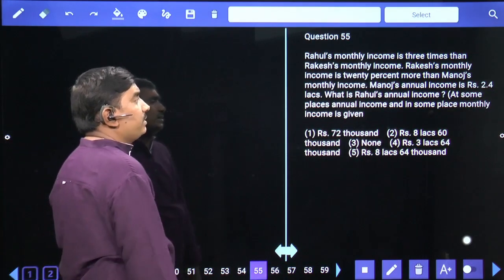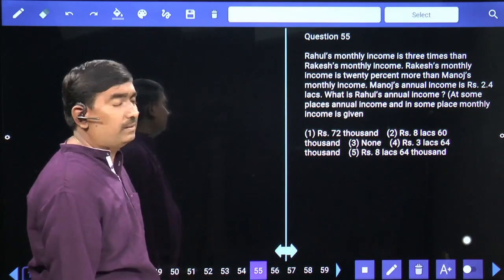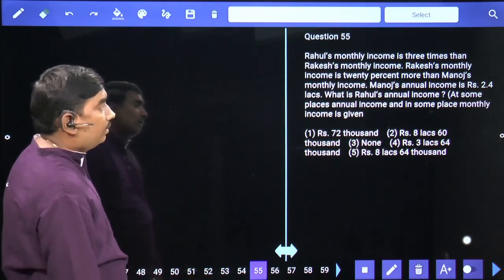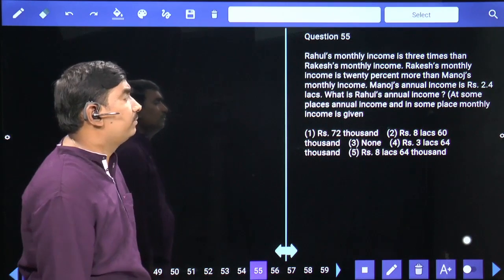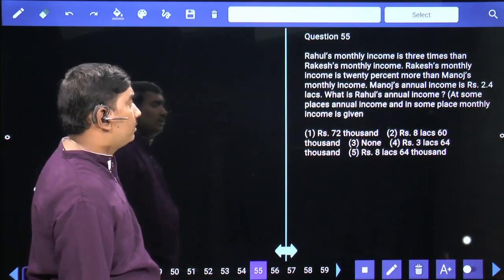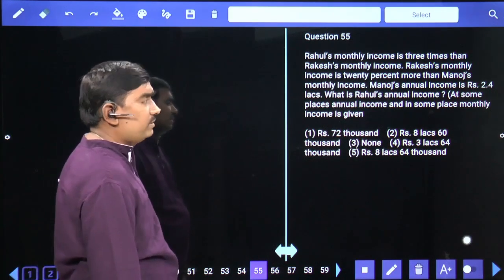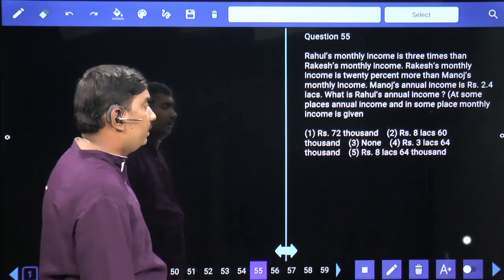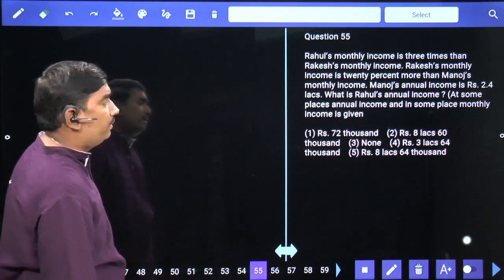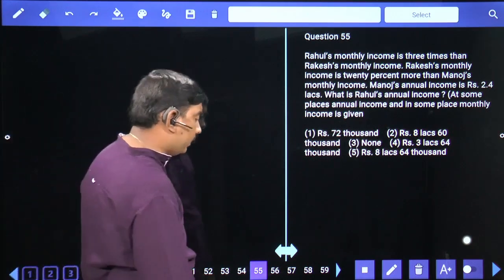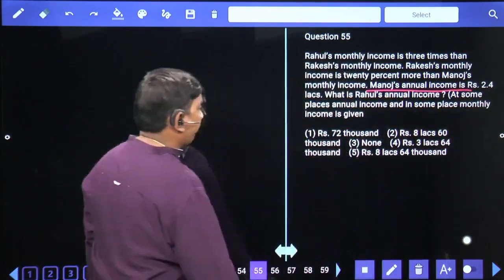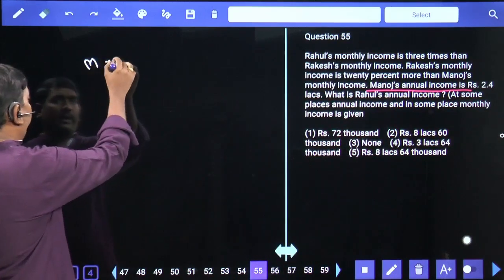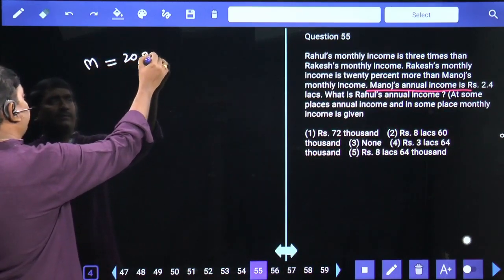Rahul's monthly income is 3 times Rakesh's monthly income. Rakesh's monthly income is 20% more than Manoj's monthly income. Manoj's annual income is 2.4 lakhs. What is Rahul's annual income? At some places annual income and in some places monthly income is given. Annual 2.4 lakhs means Manoj's monthly 20,000.